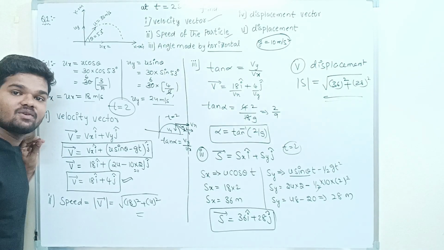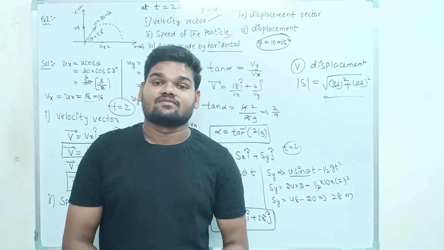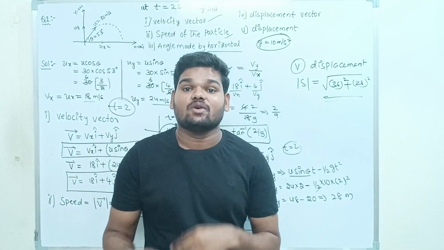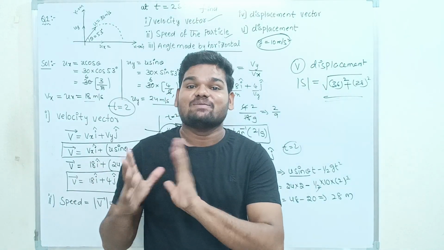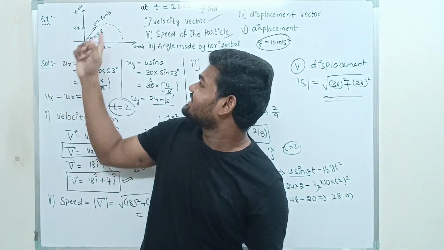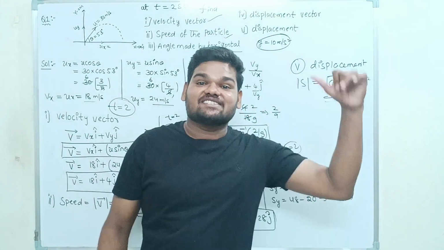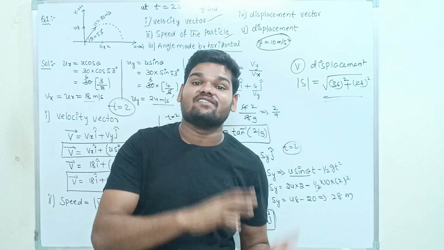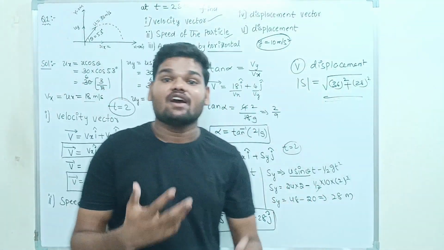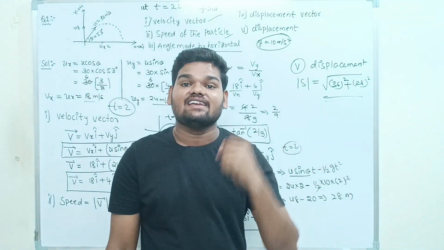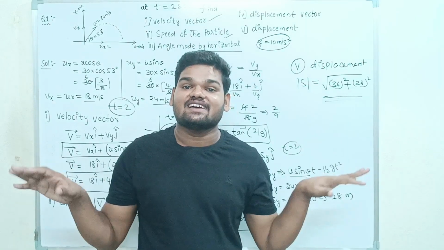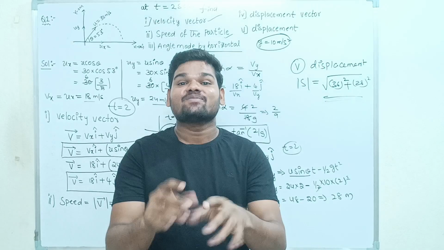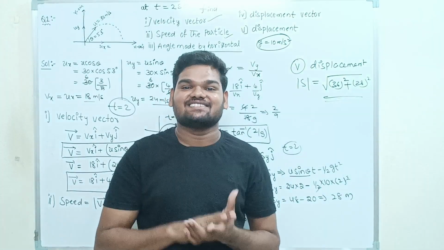3, 2, 1, go. Right. So this is the end of today's lecture. I hope that you have understood the concept of projectile motion. What is ux? What is uy? What is ax? What is ay? What is the velocity vector at any given time t? What is the displacement vector at a given time? How to find the velocity vector at any given height h? So all the applications as well as formulas you have understood, right? I hope you have understood.